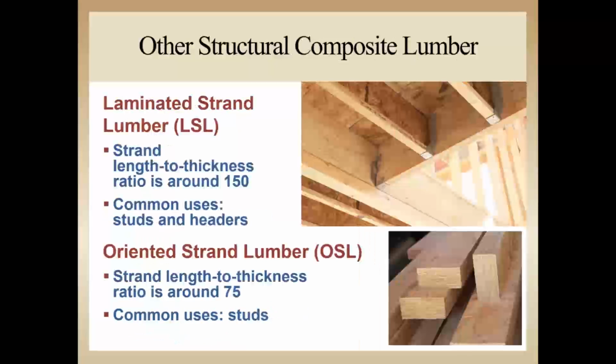And here are other additions to the structural composite lumber family. Laminated strand lumber uses strands with a ratio of around 150 times their thickness. These products are commonly used for wall studs and headers. Oriented strand lumber uses shorter strands that are around 75 times their thickness. The common application of OSL is for wall studs.